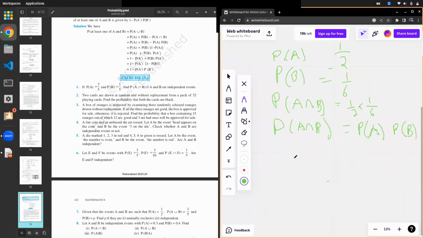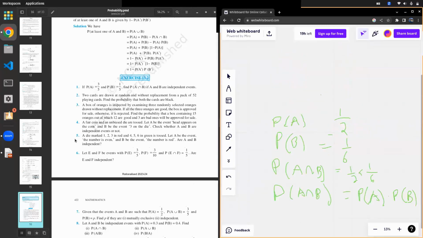So in these questions, first you have to find the probability of A, next the probability of B, and next the value of probability of A intersection B, and you have to equate them to check whether they are equal or not. So the next question: a die marked 1, 2, 3 in red and 4, 5, 6 in green is tossed. Let A be the event that the number is even and B be the event that the number is red.